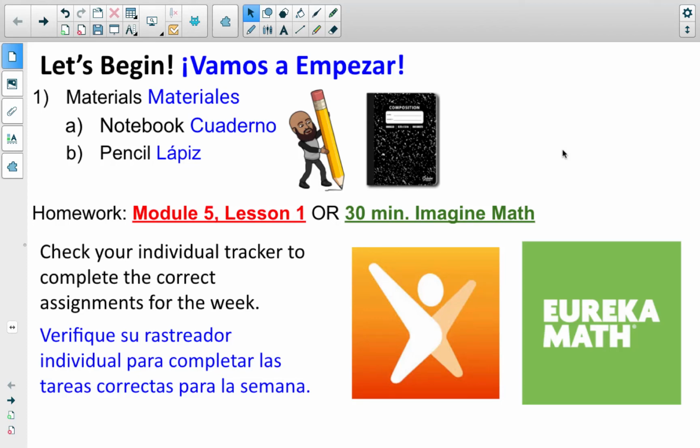Homework for tonight would be Module 5, Lesson 1. Yes, we are in a new module, which is great. Or 30 minutes of Imagine Math. As always, just keep up with your tracker. That's how you're going to lead to success.